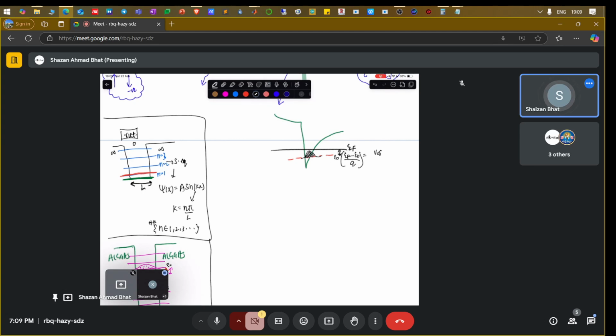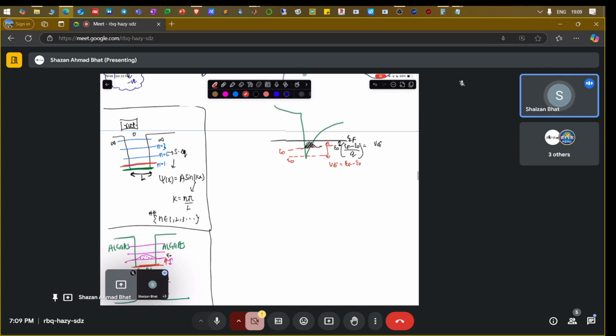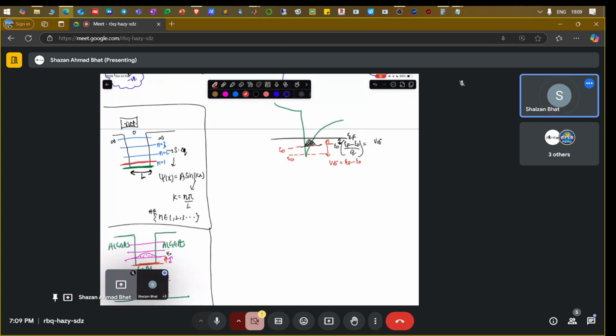Okay, so now the assumption is that we are assuming here that this particular E0 is almost at the bottom of this particular thing. This is the assumption. That's what I explained, which is a very crude assumption. So that means this particular difference is now VDI, that means EF minus E0. This is just the assumption you have to consider.